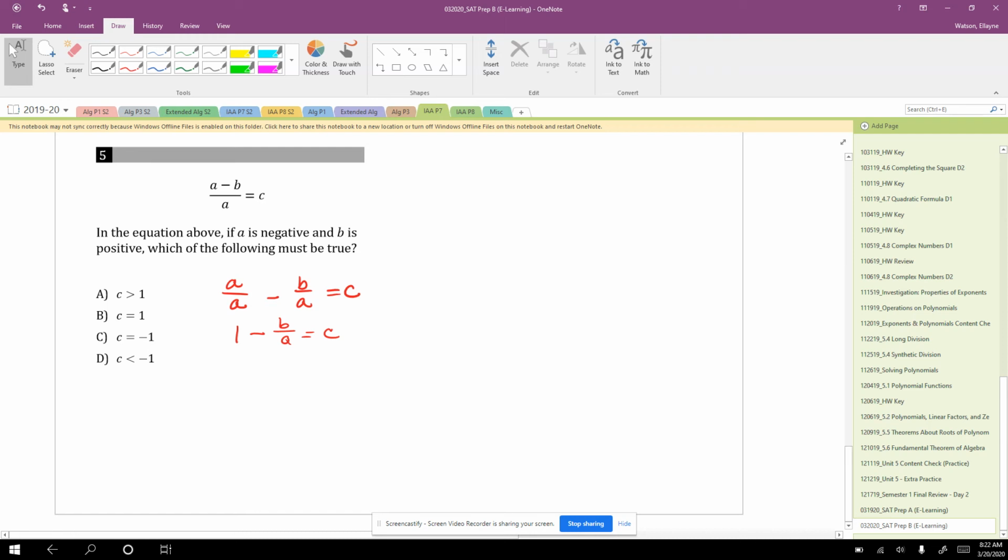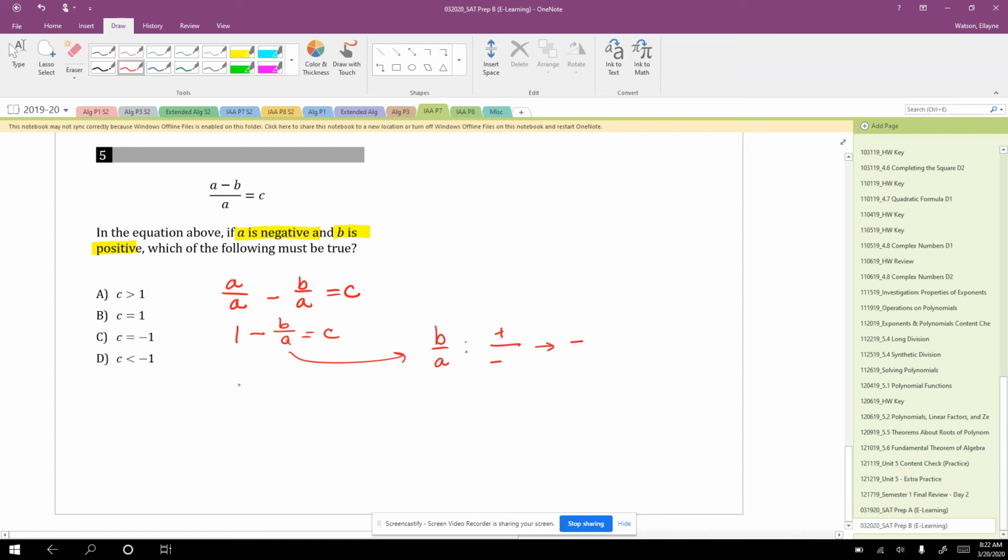Okay. So we know that, again, B is positive. All right. And I skipped that part. A is negative. So let's just talk about this right here. B over A. So this means that A is negative, so it's going to be a negative number down here. B is positive, so it's going to be a positive number on top. Well, positive divided by a negative means that it's going to be a negative number.